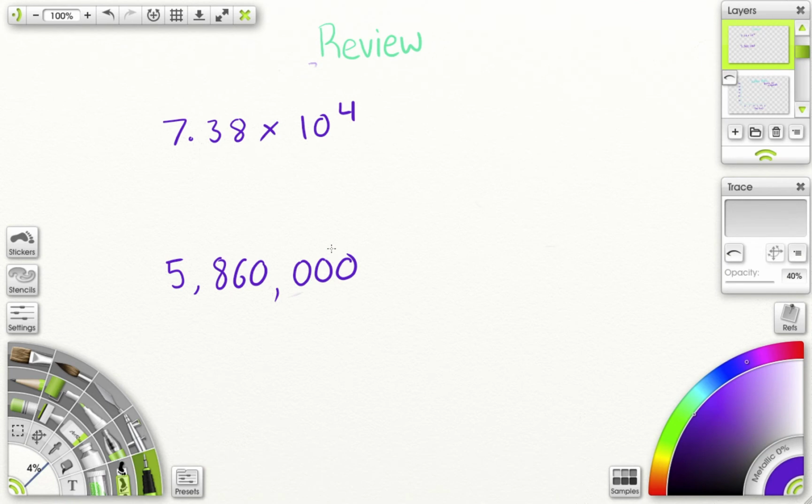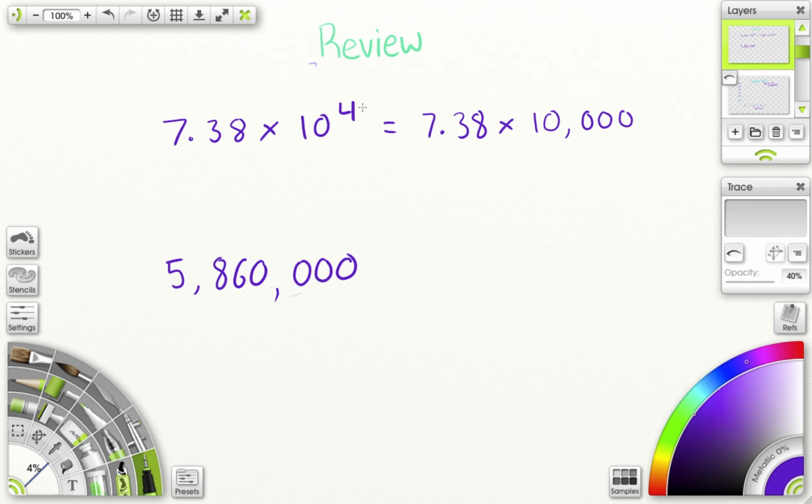We were talking about multiplying decimal numbers by powers of 10 as a way to take larger numbers and break them down into scientific notation, or to expand them. Right now I have 7.38 times 10 to the power of 4. The easiest way for me to show the full form, or the regular form, of this number is to take 7.38 times 10 to the power of 4, which we know is 10,000 because it's 1 with 4 zeros behind it, and you just multiply them together.